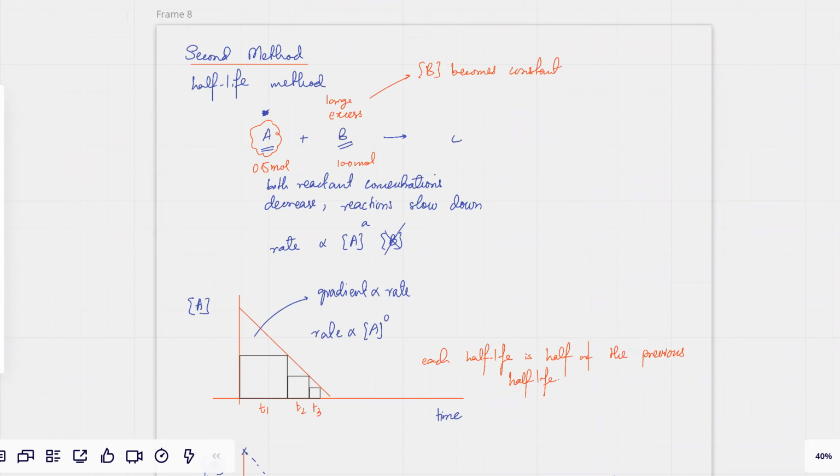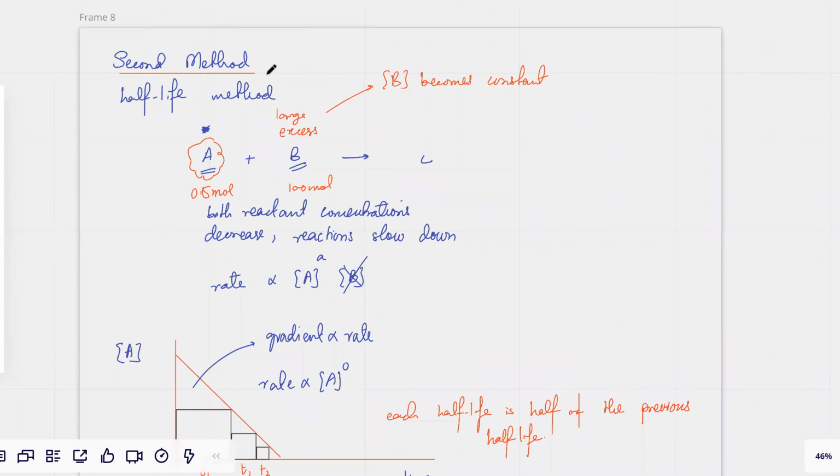Aruba, is this clear? So the next part is that there are other methods of determining the order of the reaction. The other one was the half-life method. The half-life method was that if you've got two reactants reacting with each other, that means rate depends on reactant number 1, A, and also reactant B as well. We don't know what the order is with respect to A, and we don't know what the order with respect to B is.